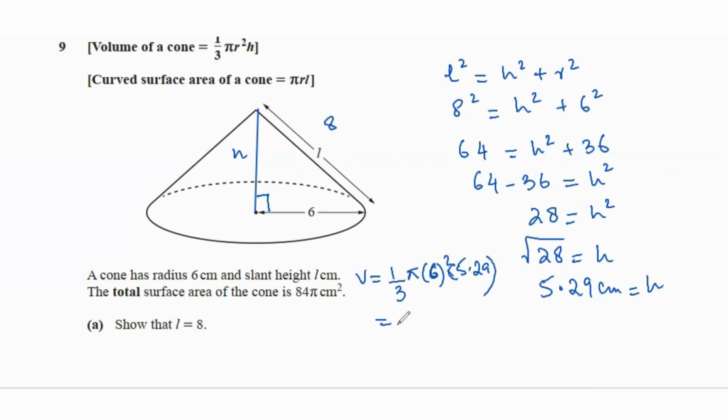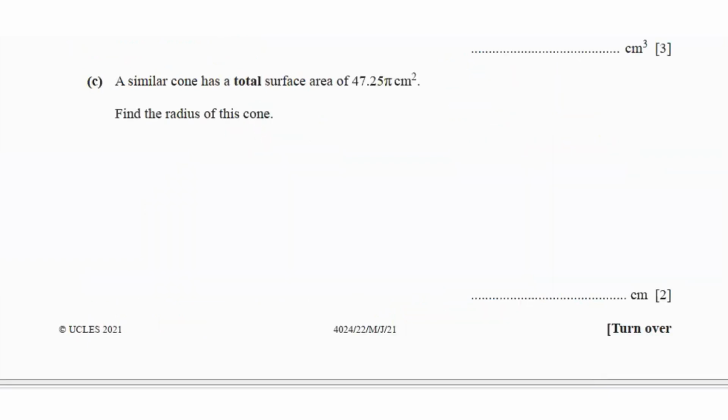divided by 3. That's 199.43 centimeter cube. Part C says a similar cone has a total surface area of 47.25 pi centimeter square. Find the radius of this cone.